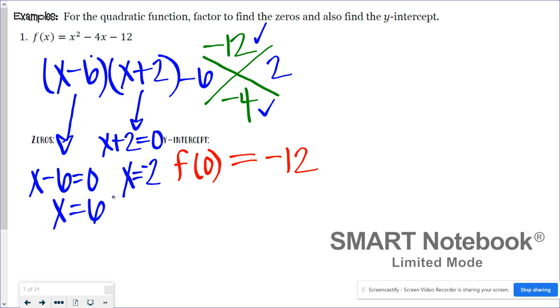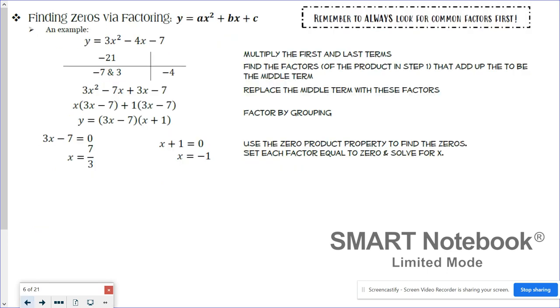So my zeros are 6 and -2. But this was like the nice easy factoring case. So let's talk about what if there is a number in front of the x squared? Well, honestly, the first thing you should do is look to see, is that number a common factor? Because common factors could totally be the reason why you are seeing this a number times x squared.